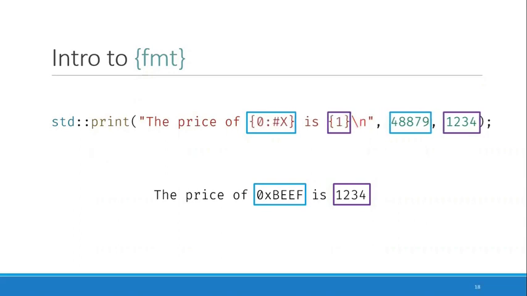Format also supports numbering arguments. This ends up being very useful for things like internationalization if you want to do translation of your string literals. And so one of the things that you can see with numbers is that, of course, you can flip the arguments around. You can format the same argument multiple times. There's a lot of things that you can do with this library.